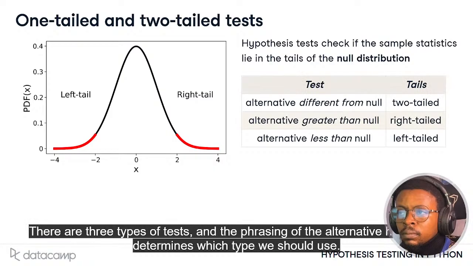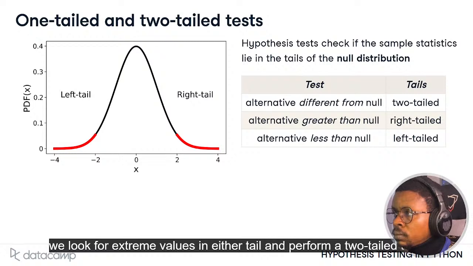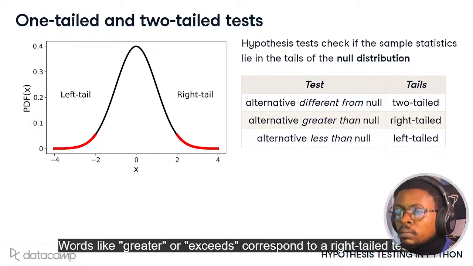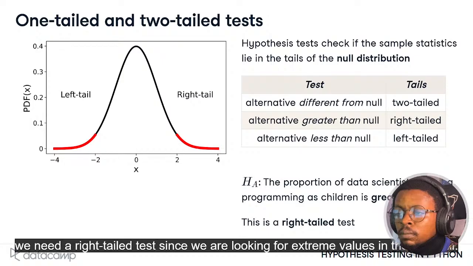There are three types of tests, and the phrasing of the alternative hypothesis determines which type we should use. If we are checking for a difference compared to a hypothesized value, we look for extreme values in either tail and perform a two-tailed test. If the alternative hypothesis uses language like less or fewer, we perform a left-tailed test. Words like greater or exceeds correspond to a right-tailed test. For the Stack Overflow hypothesis test, we need a right-tailed test, since we are looking for extreme values in the right tail.